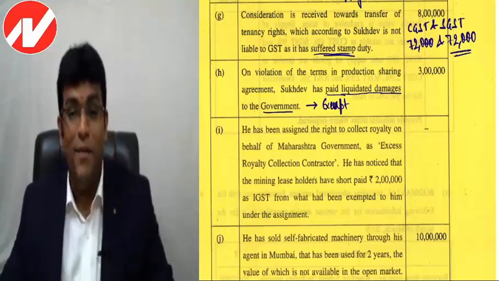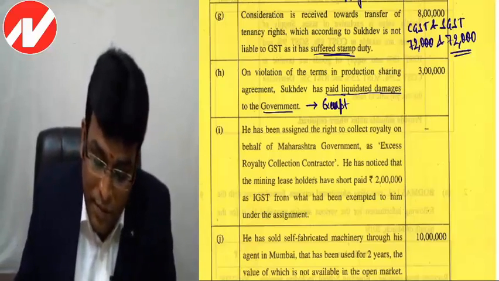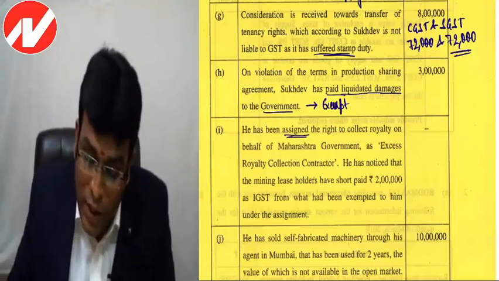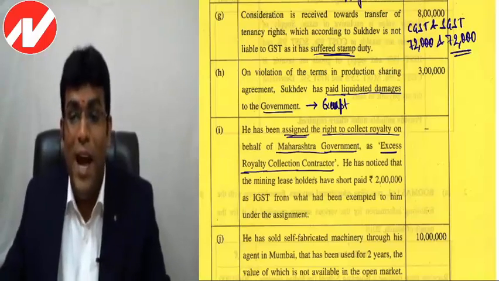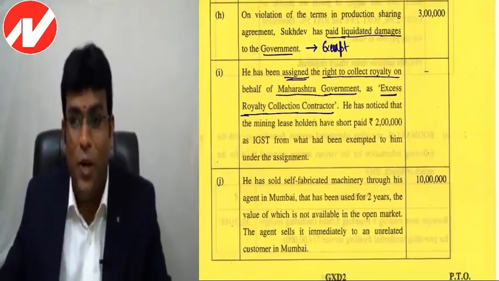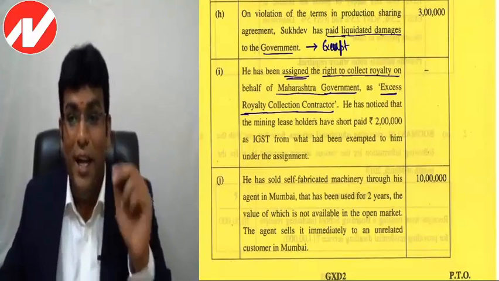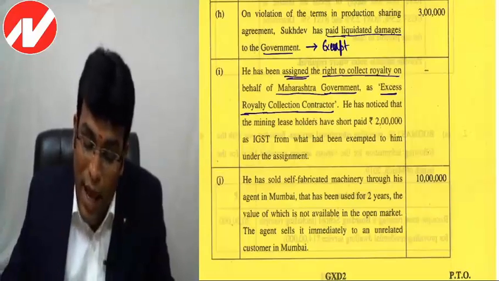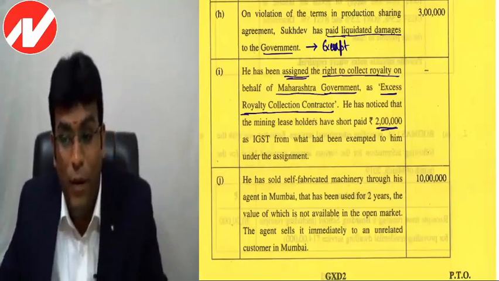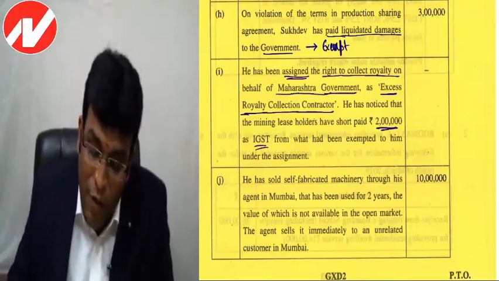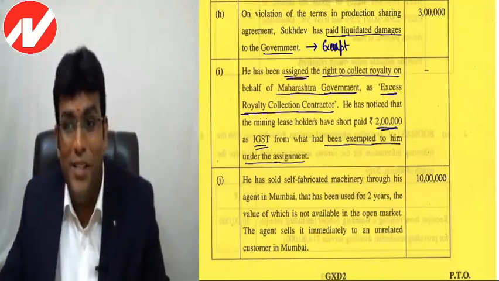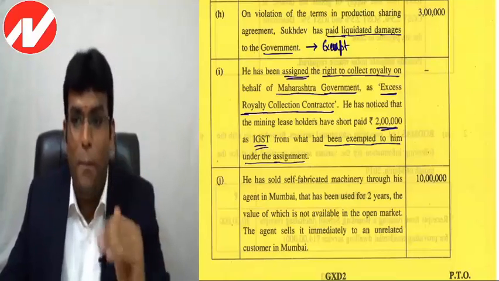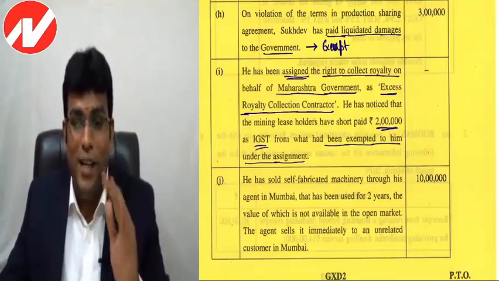He has been assigned, one more time I repeat, he has been assigned the right to collect royalty on behalf of the Maharashtra government as excess royalty collection contractor. He has noticed that mining leaseholders have short paid 2 lakhs as IGST from what had been exempted to him under the assignment.